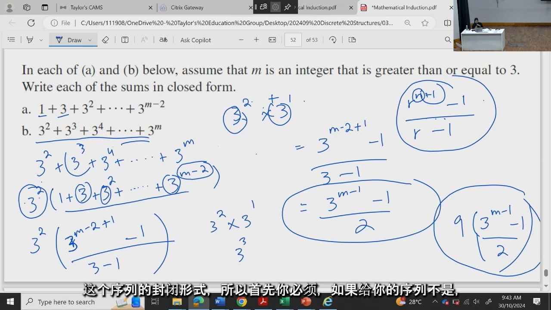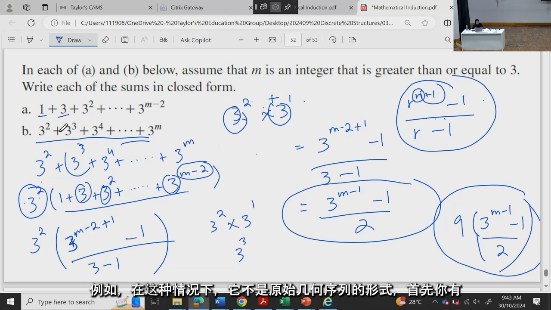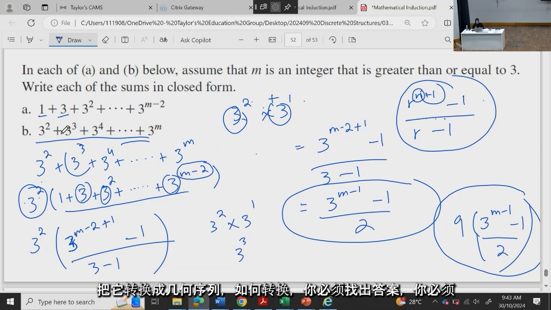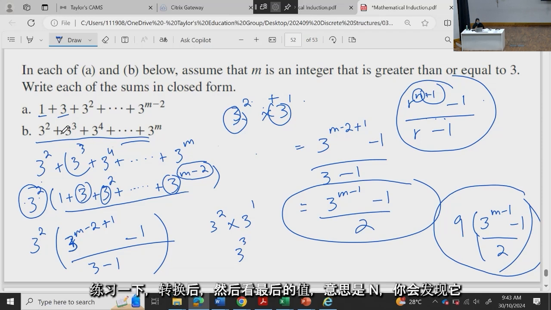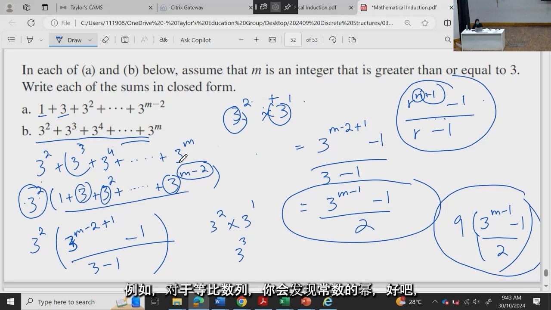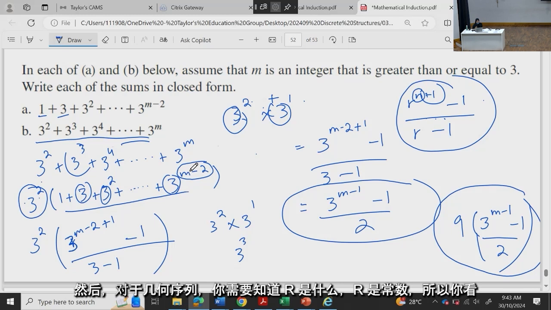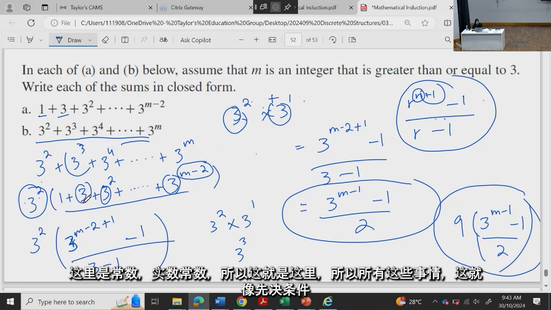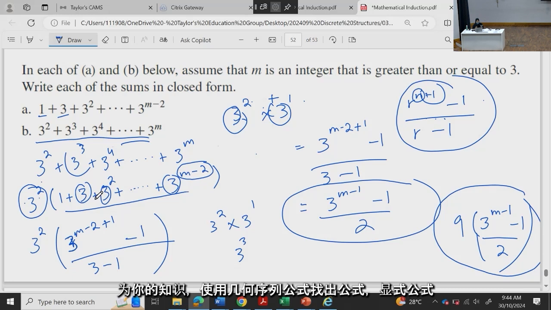So if the sequence given to you is not in the form of the original geometric sequence, as in this case, first you have to convert it into a geometric sequence. How you convert it, you have to find that out. You have to practice, okay? After you convert it, then look at the final value, n. For a geometric sequence, you will find that in the power of the constant. Then you need to know what r is. R is the constant, a constant real number, so that is here. All these things are prerequisite knowledge for using the geometric sequence formula to find explicit formulas for other sequences that are parts of or variations of geometric sequences, okay? Is it clear?